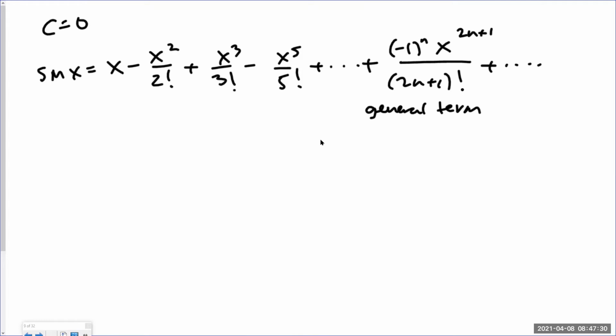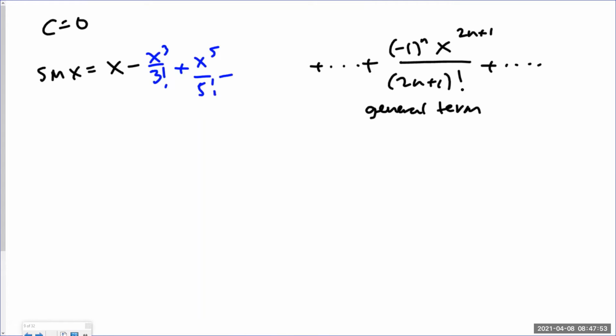Let's see. Yeah. x minus, oh, wait, I put in an even one. Sorry about that. Okay, is that better? Let me see if I can, okay, I can't pull that in. Let me just straighten it out a little bit better. Sorry about that. That's x minus x cubed over 3 factorial plus x to the 5th over 5 factorial minus x to the 7th. Okay, that's better. Thank you.